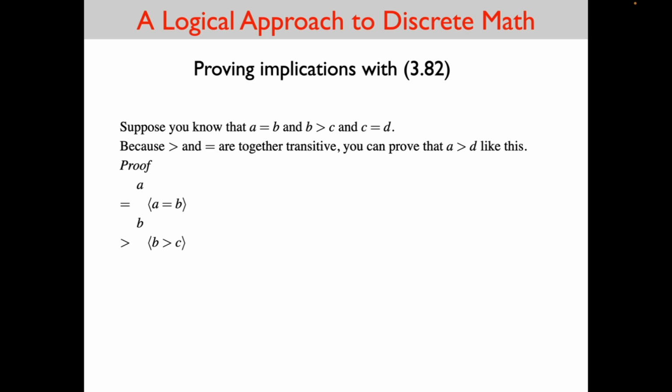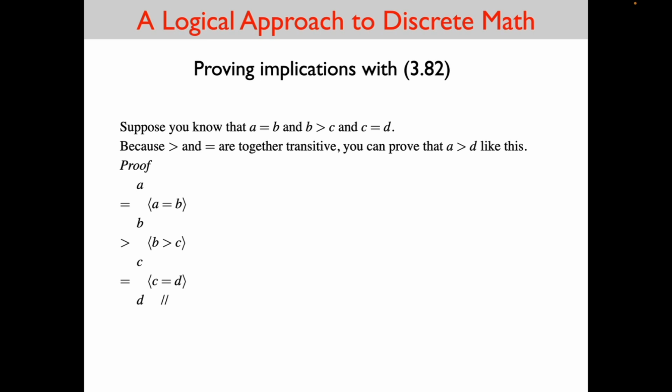So you see, therefore, on the next line goes C. So we know that A equals B and B is greater than C. And therefore, what do we know? Because greater than and equals are together transitive, what do we know at this point? We know that A is greater than C. Because if A equals B and B is greater than C, A has to be greater than C, right? And then for the next step, if we know that C equals D, then D is on the last line.